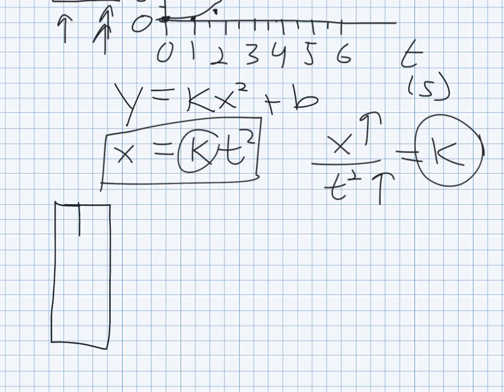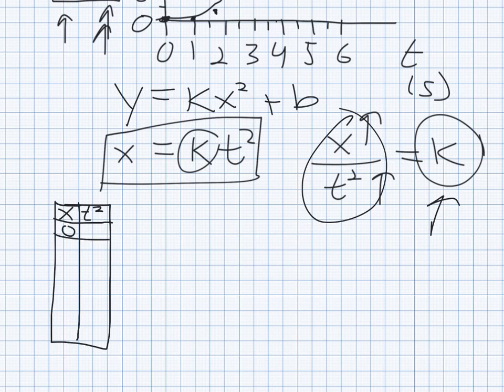I'm going to make a new data table. X is going to go in that data table, but the other column is going to be t squared, because that should give me a constant. Well, I'm just going to copy my x values over. That's 0, 1.7, 6.25, and 14.4, and 18.5, and 5, and 34.8.